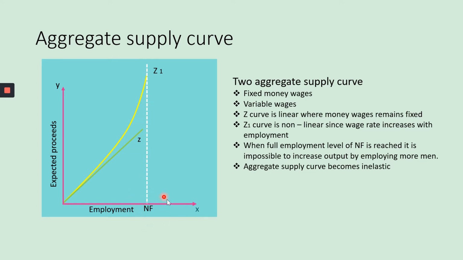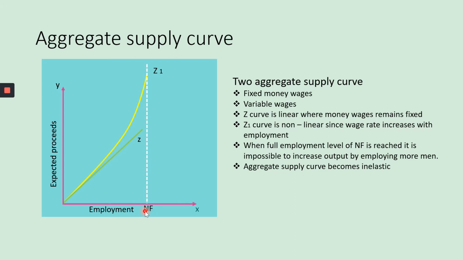NF is the point of full employment. Beyond this, you cannot employ any factors. When the full employment level NF is reached, it is impossible to increase the output. You cannot increase the output by increasing the number of laborers, because this is the point of full employment.